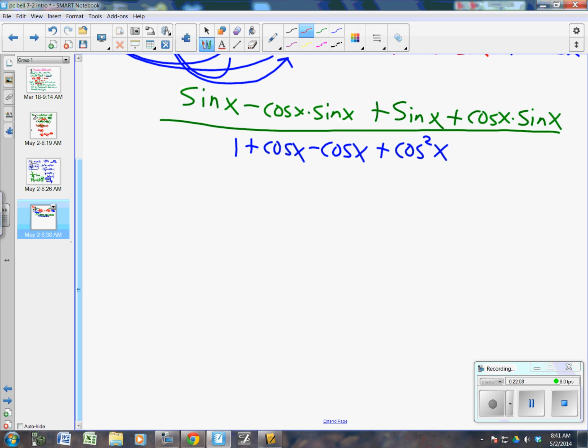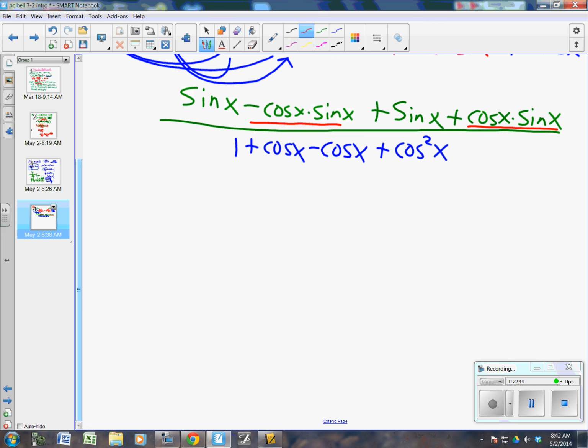So right here on the top, do you guys see anything that will cancel out? Do you see anything that is opposites? Negative cosine? No, positive negative cosine. Yeah, see this right here and this right here? Those are opposite numbers. They add up to 0. So what does that leave me with on the top? Sine of x plus sine of x. Is sine of x plus sine of x sine squared? What is it? It's 2 sine of x. Yeah, you guys, you're adding them.